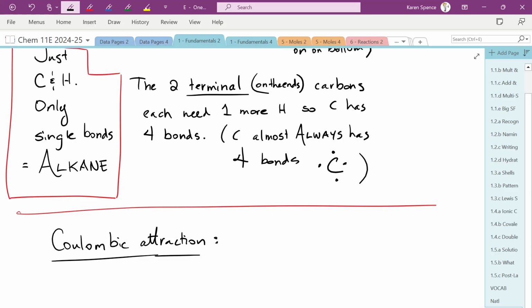Coulombic attraction is, yeah, it's an electromagnetic force. I'm going to call it an electrostatic force, because this actually does not have to do with magnets, although the two concepts are interrelated, okay? Electrostatic, let me see if I can spell that properly.